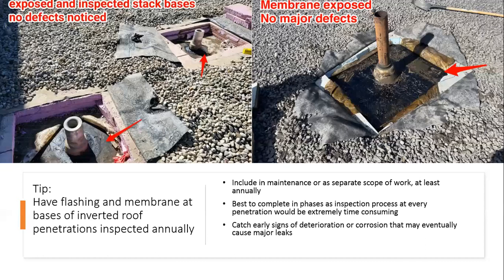One tip for any penetrations throughout inverted or green roof surfaces, it is recommended to have these inspected on an annual basis, whether it is part of regular maintenance or its own scope of work. A lot of the times the buildings that we're assessing have a lot of penetrations throughout the roof surface, so it's not likely to be feasible to check all of them in one given time.